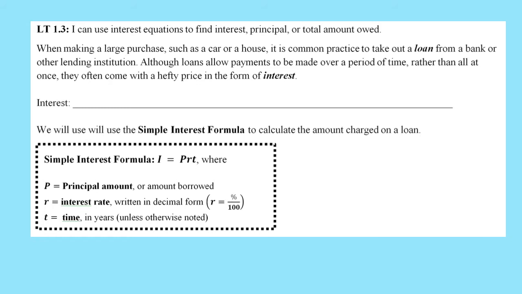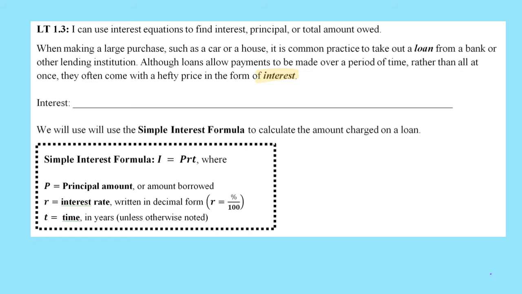Although they allow payments to be made over a period of time, they're not giving this to you for free. They collect it slowly, which is why they charge interest, right? Because they're saying, all right, you're going to take this big amount. We're going to let you give it back to us over time, but we're going to charge you for that.